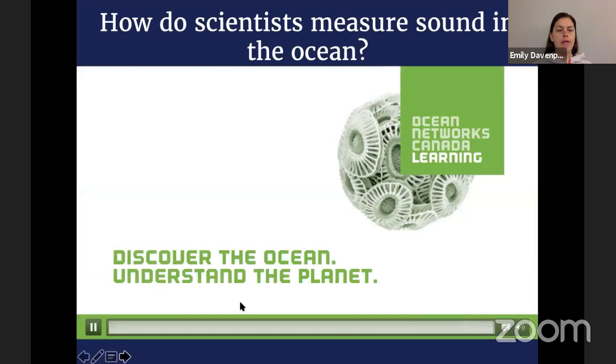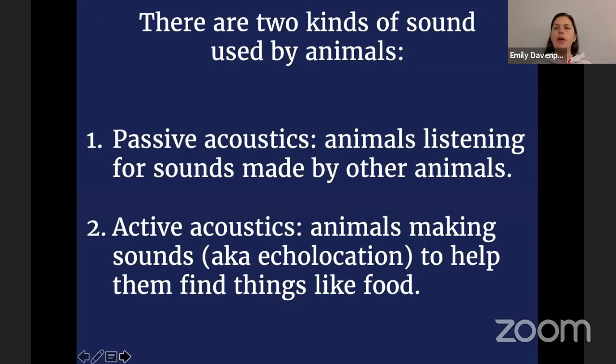All right. So hopefully you learned a little bit about how scientists study sounds in the ocean. So, you know, we also rely on sound as scientists to learn more about the ocean, because again, visually it's harder to have eyes on things.